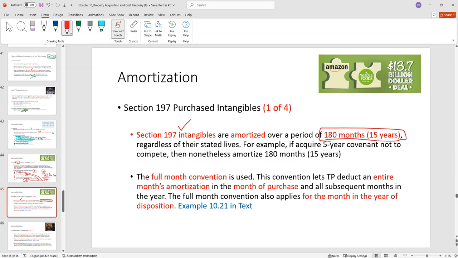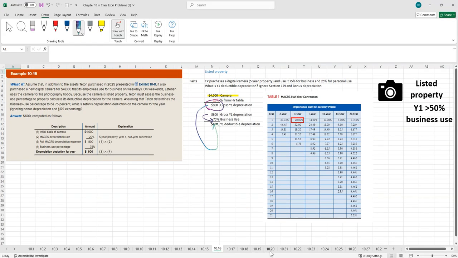We use the full month convention, which basically says you get an entire month of amortization regardless of whenever you place it in service. But let's check it out. We'll look at 1021 here.